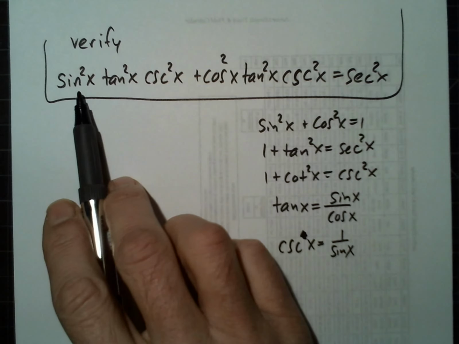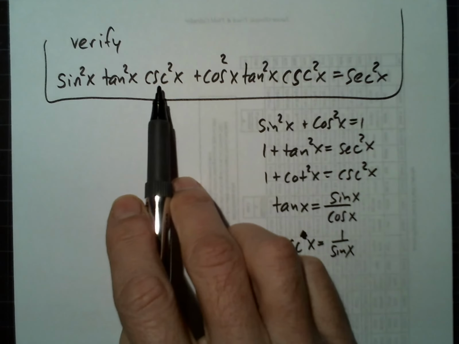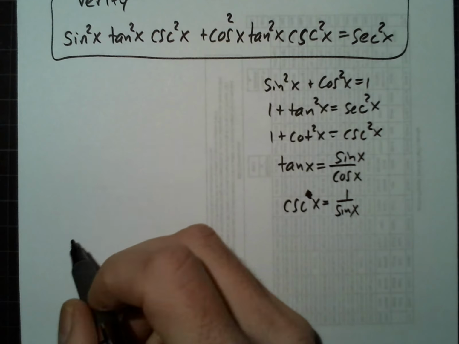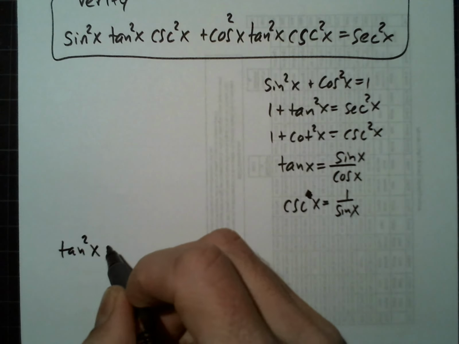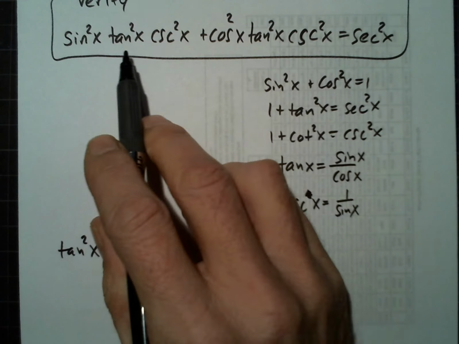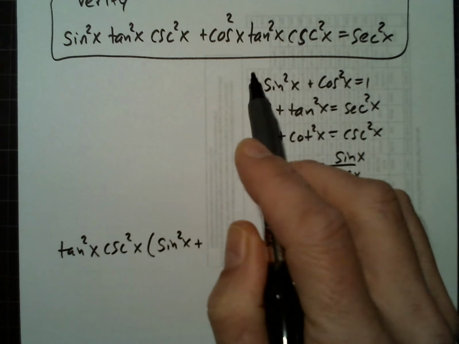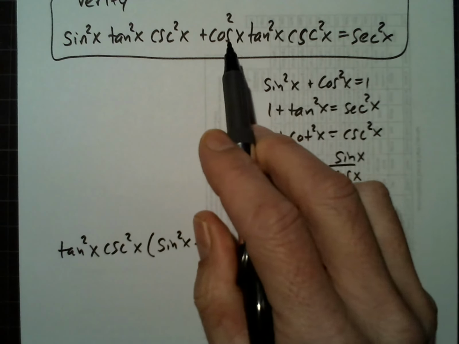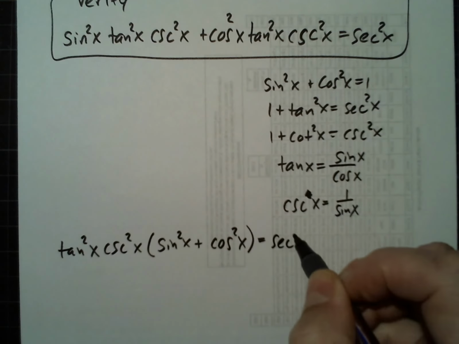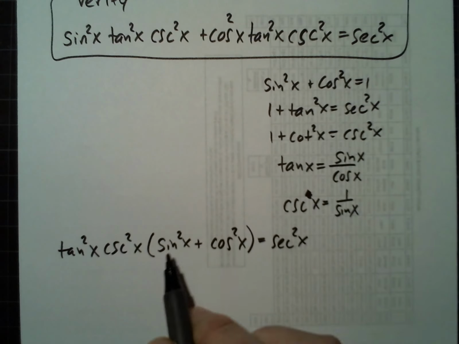And let's look for a common factor. Tan squared and cosecant squared. So if we take this out of here, we're left with sine squared. And if we take tan squared, cosecant squared out, we'll be left with cosine squared. Sine squared plus cosine squared is 1, so that's going to be 1.